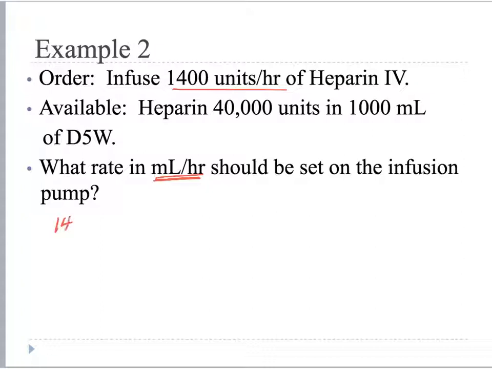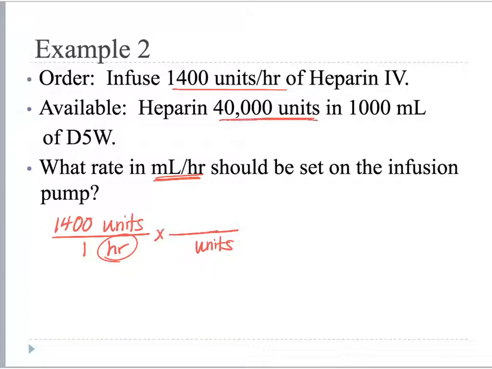So let's start with that rate, 1,400 units over 1 hour. And I want to convert that to milliliters per hour. So I already have the per hour part, but now I need to get from units, so I'll need units down below, to milliliters. And if I look at what's available, we have 40,000 units in 1,000 mLs. So I can get from units to milliliters, and this is going to be 40,000 units to 1,000 milliliters.